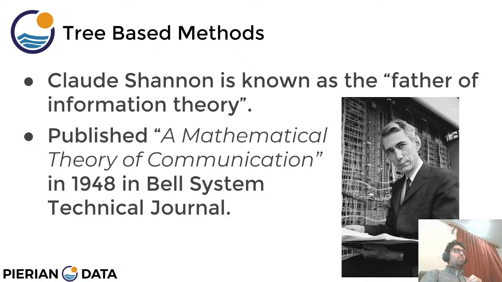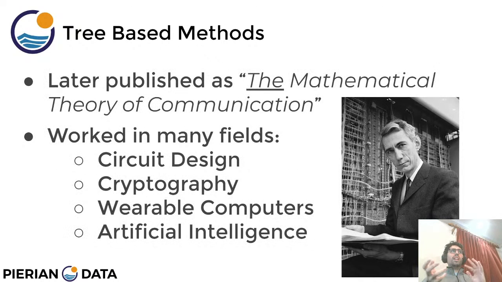He published the journal article, A Mathematical Theory of Communication, in 1948 in the Bell System Technical Journal. And it's actually so fundamental, and I think this is telling of how important this is. It's later republished as a book, and they changed the title to The Mathematical Theory of Communication, which is kind of funny.